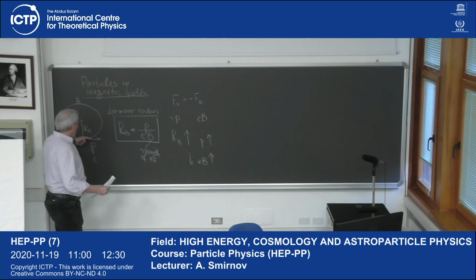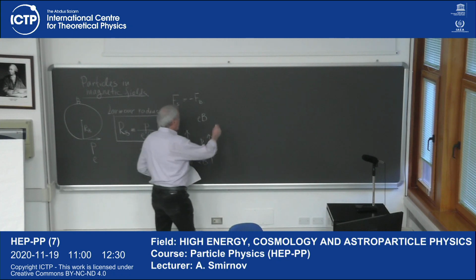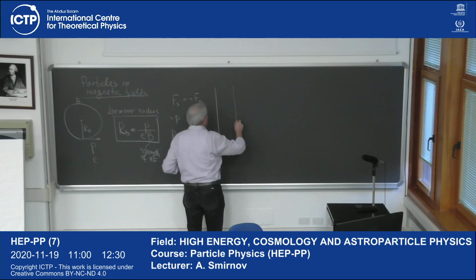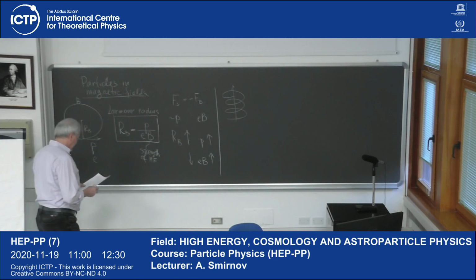If the particle momentum is not in the same plane, which is orthogonal to the direction of the magnetic field, then the particle will do spiral motion. So if the magnetic field is like this, then the particle will move in this way, again with the radius, which is Larmor radius.